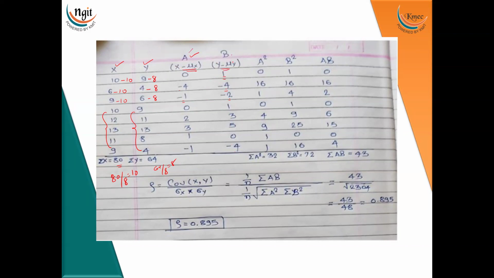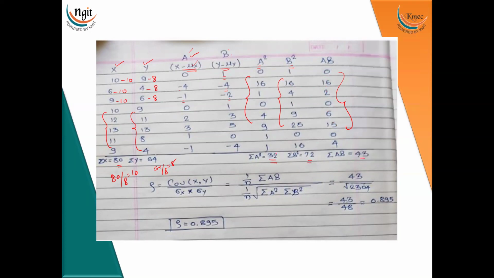Now square all these A values and square all these B values. This is the square of the A values and the square of the B values, and summing all the A squares we get 32 as a result. Summing all the B squares we get 72. Similarly, multiply A into B, these are the values, the product of A and B, and the summation of all these values is equal to 43.